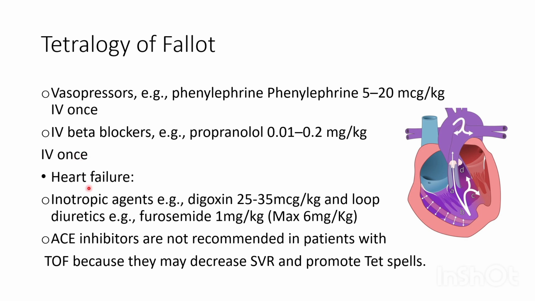Heart failure caused by tetralogy of Fallot. In heart failure, inotropic agents and diuretics are given to the patient. Inotropic agents, for example digoxin, strengthen the heart musculature. It increases the force of contraction of the heart. The dose of digoxin is 25 to 35 mcg per kg. The dose of the diuretic furosemide is 1 mg per kg, maximum 6 mg per kg. Diuretics relieve the fluid overload. ACE inhibitors are not recommended in patients with TOF because they may decrease systemic vascular resistance and promote TET spells.